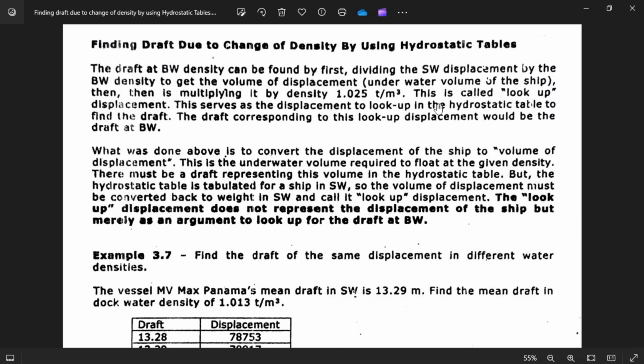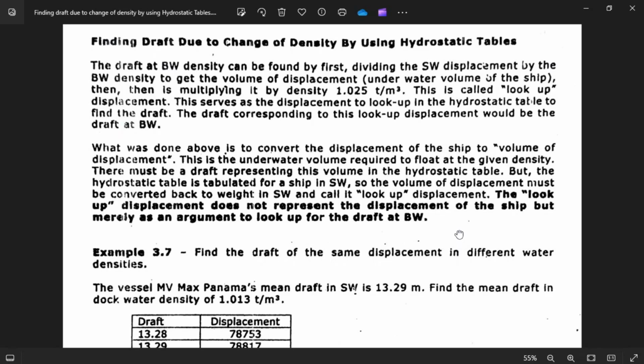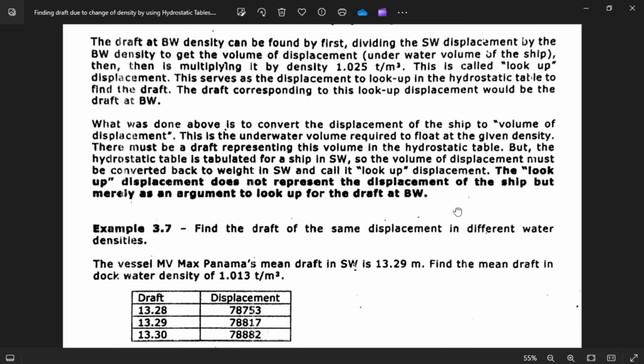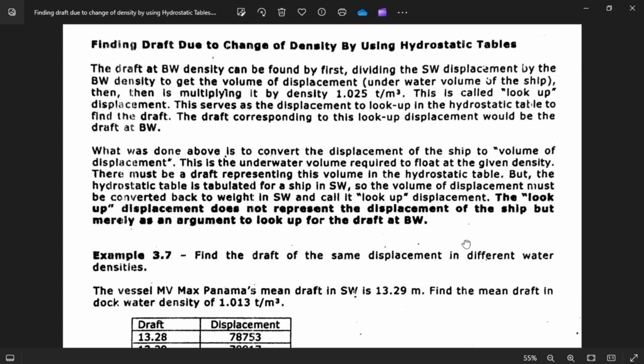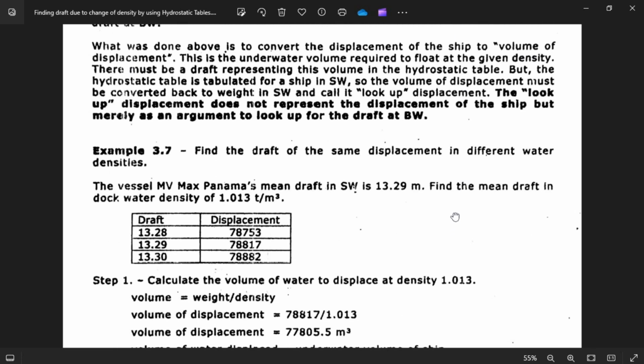Okay, guys, just read this one. Let's proceed to the sample. But if you have time, please read this one, and this will explain how to find the draft due to change of density by using the hydrostatic tables. But here we start with the sample.